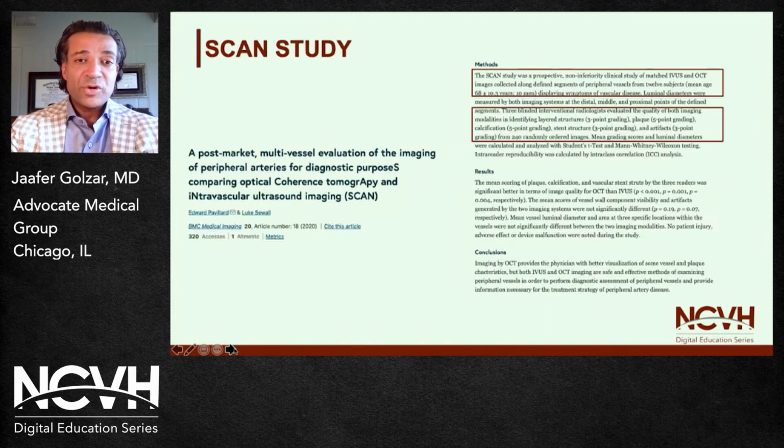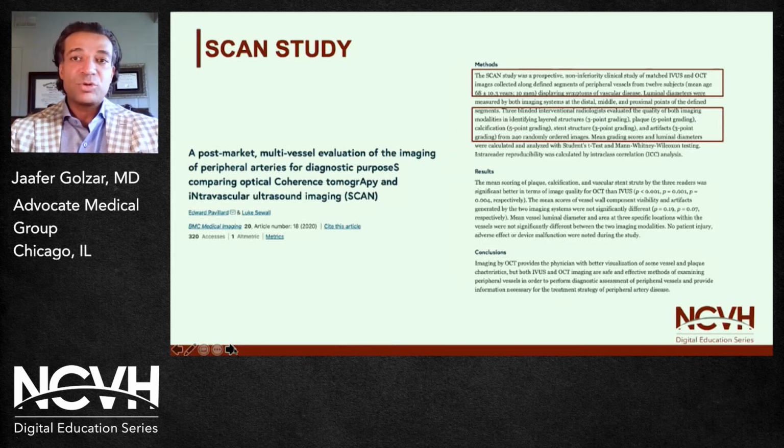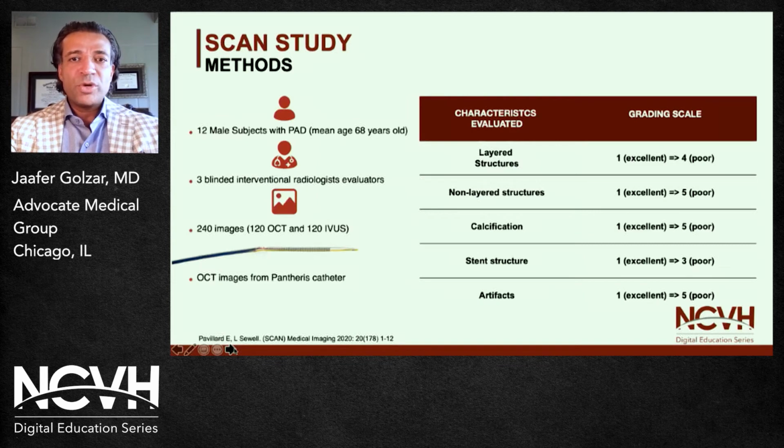Now, a more contemporary study was one that was published this year called the SCAN study. This was a study that evaluated 12 patients. Essentially, patients that were undergoing procedures, they put down an IVUS catheter, did a pullback, and then put down an OCT catheter in the same segment and did another pullback, and then randomized those images and had physicians that were blinded evaluate these. Based on a point system, they looked at layered structures, non-layered structures, calcification, stent structures, and artifact, and rated them from excellent to poor on each one.